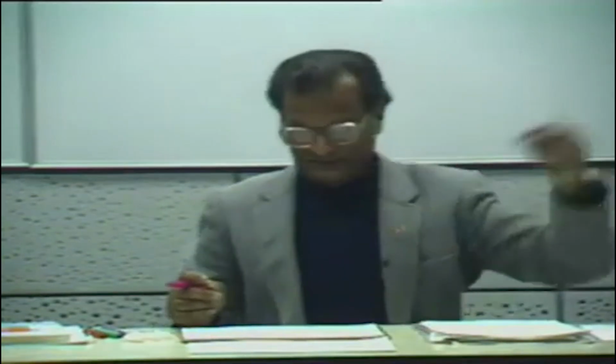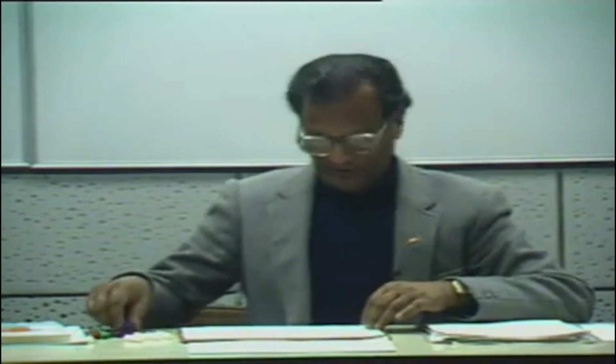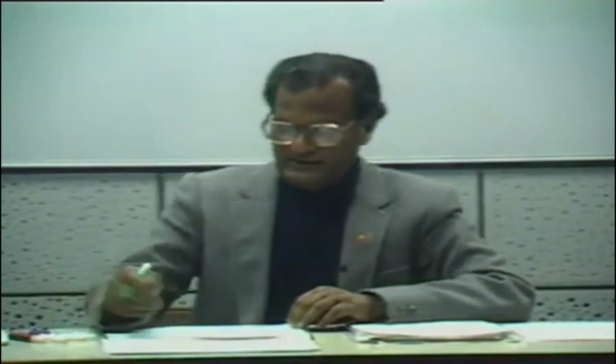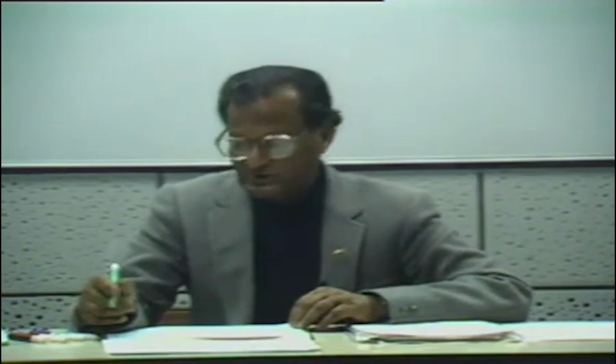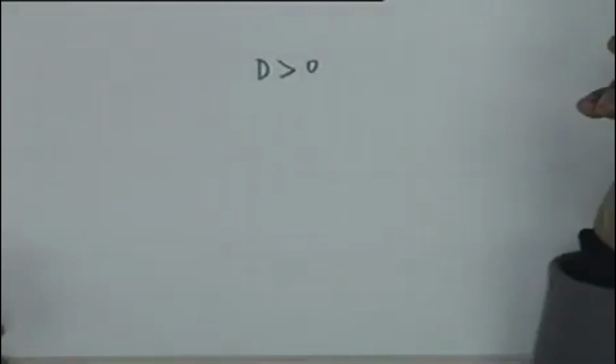14th lecture on natural response of second order circuits continued. We have been discussing two cases, that is capital D greater than 0. In this case there are no oscillations. The solution consists of the sum of two exponentials, e to the minus s1t and e to the minus s2t, where s1 and s2 are both real and negative.